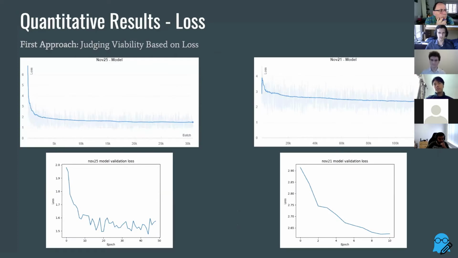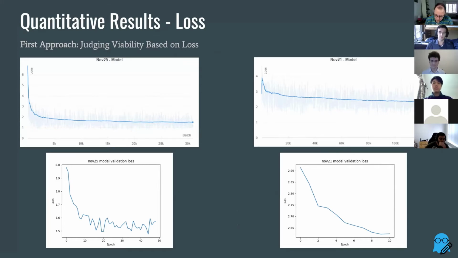So getting an initial accuracy to judge your model is very hard with this project since it's creative writing. So as a first approach, we had to rely on the loss to judge the viability of a model at first glance. You can see with our best model on the left, we had a much lower model validation loss than say the one on the right, which was one of our worst models. So that was our initial approach to judging it.